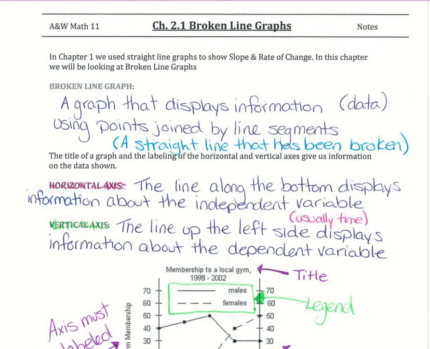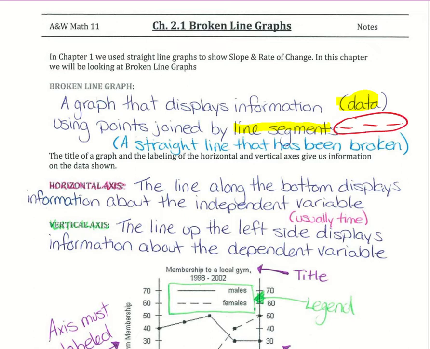All right, so as you can see here, a broken line graph is a graph that displays information. Another word for information is data. All right, using points joined by line segments. So when it says line segments, it just basically means dashed lines. So that's why it's a broken line, right? So a straight line that has been broken. So here's your visual on that.